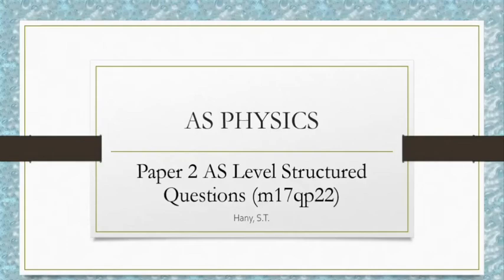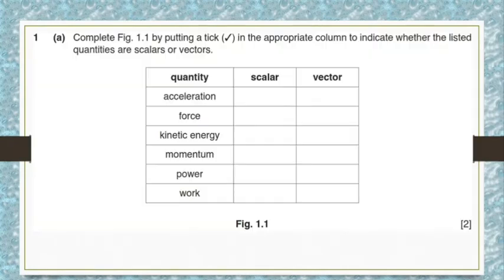In this video today, I will discuss paper 2 AS level structured questions from March 17, question paper 2. Number 1, complete figure 1.1 by putting a tick in the appropriate column to indicate whether the listed quantities are scalars or vectors. Remember that scalars are quantities that have no direction. Vectors are quantities which have direction and also a magnitude.